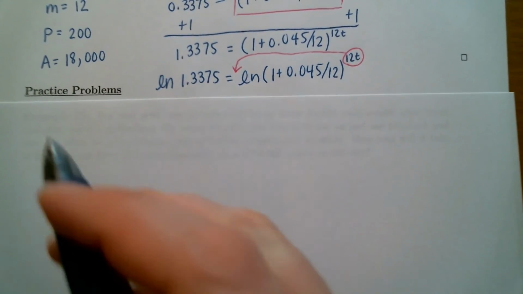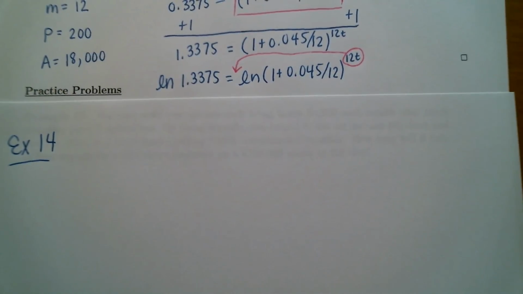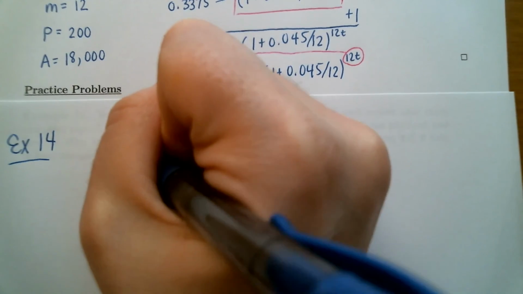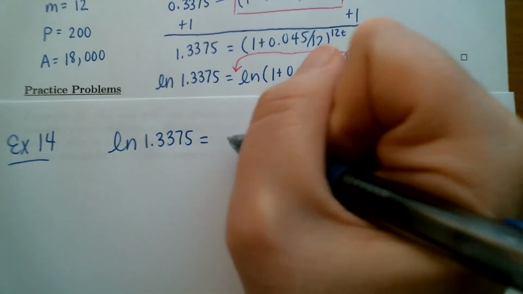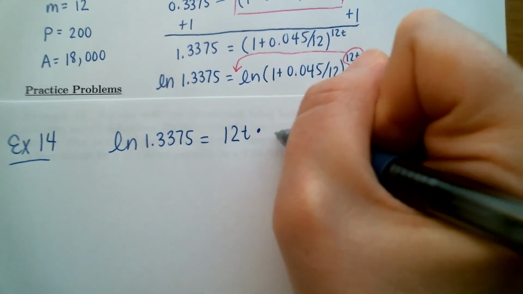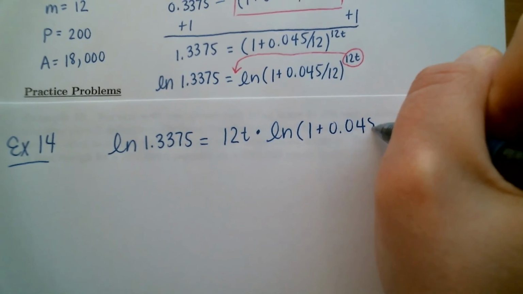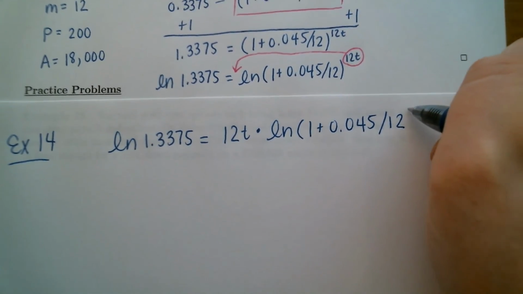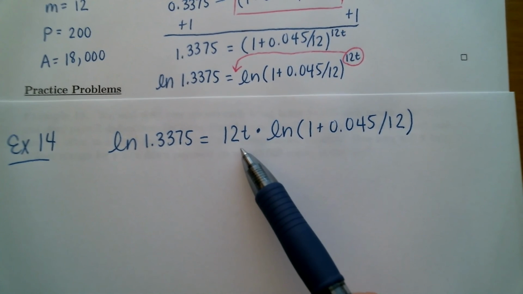Okay, so let's see here. Let's continue. This is example 14. Okay, so what's going to happen, this is going to give me natural log of 1.3375 is equal to 12t times the natural log of 1 plus 0.045 divided by 12. Okay, and again, you don't write the exponent because now it lives here.